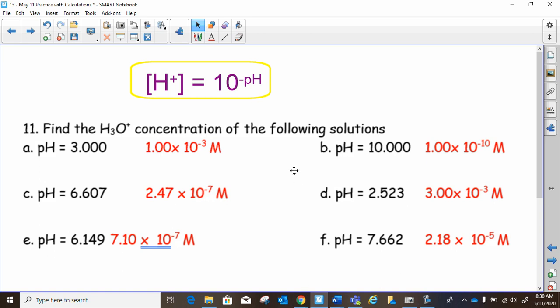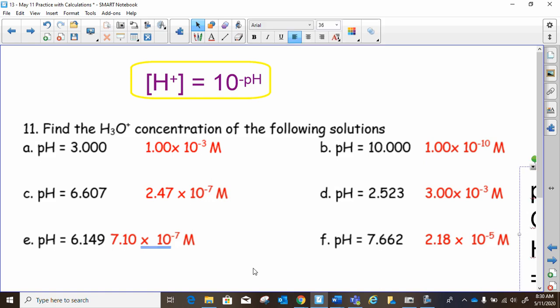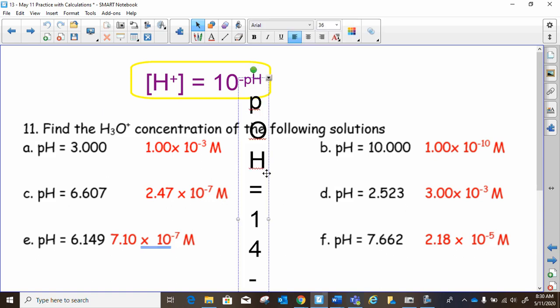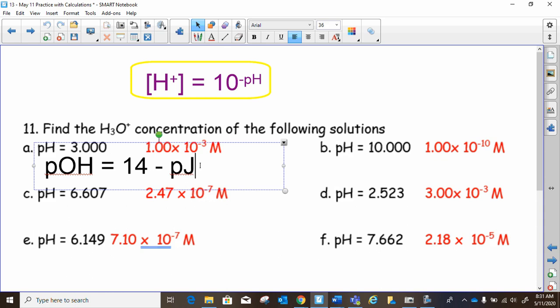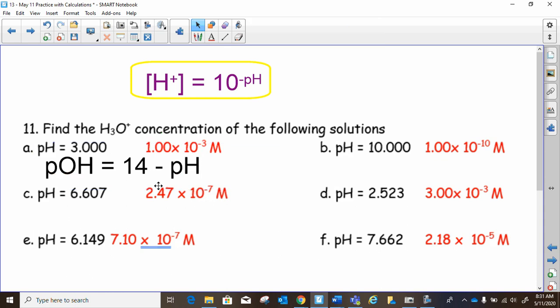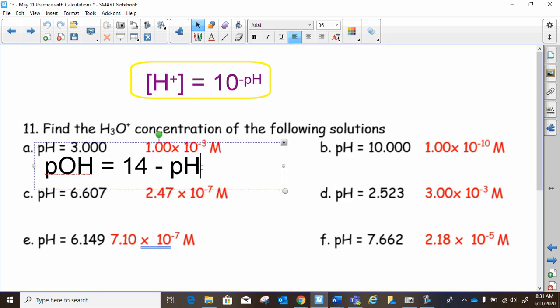Please practice punching those into your calculators, and know that if I asked you for pOH, you could simply say that's equal to 14 minus whatever the pH was. So let's see what turned out over here. There we go. All right. So if I did ask you in future to find me the pOH, you would just take 14, take away this 3, and that would give us the pOH in this case, which would be 11.123. Okay.